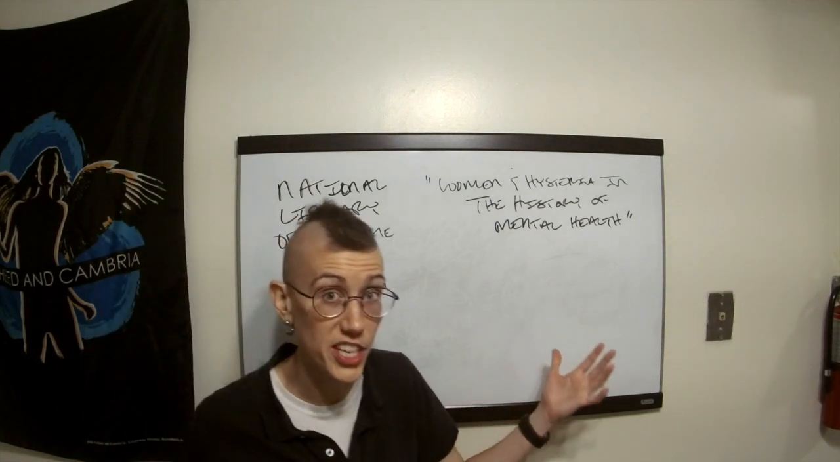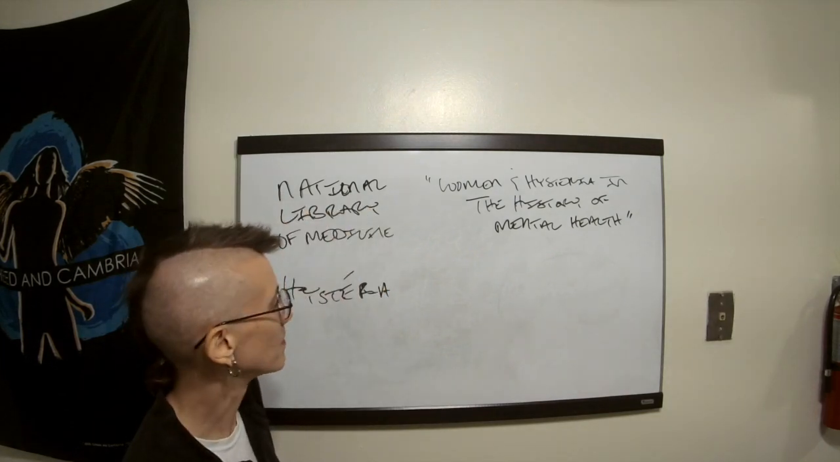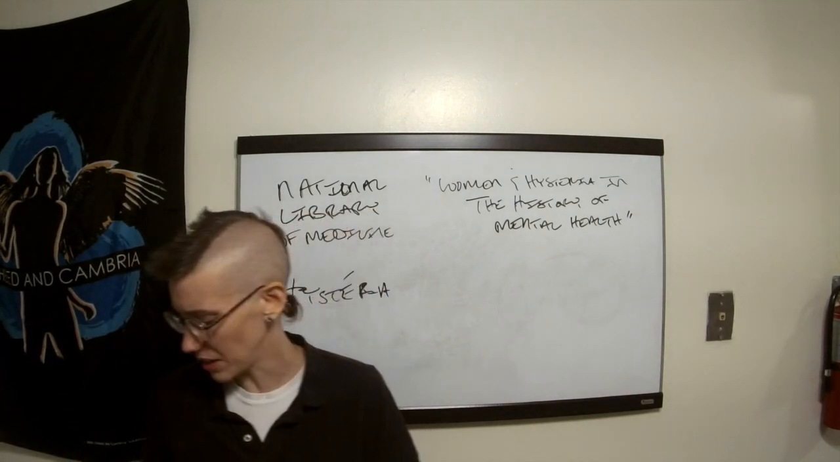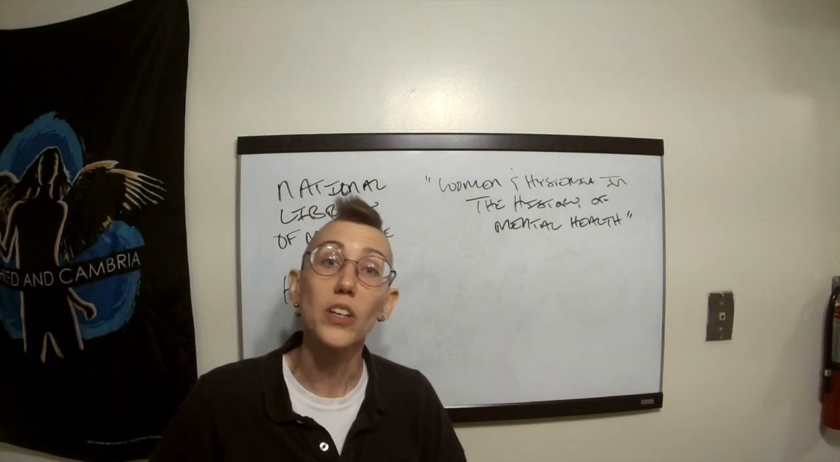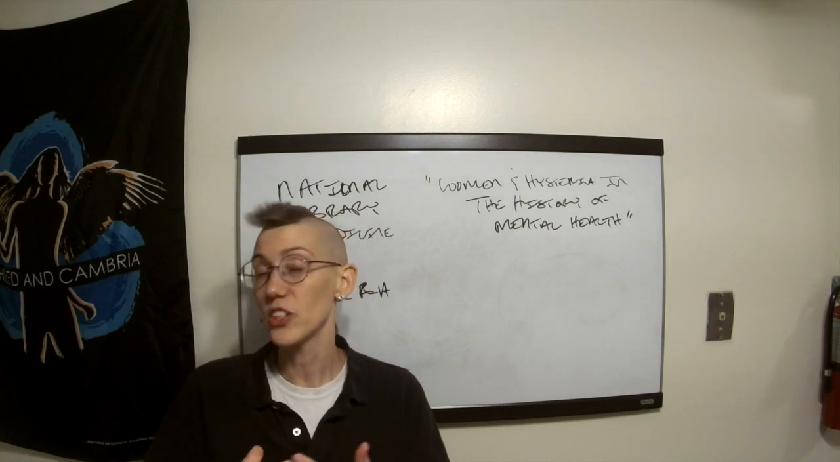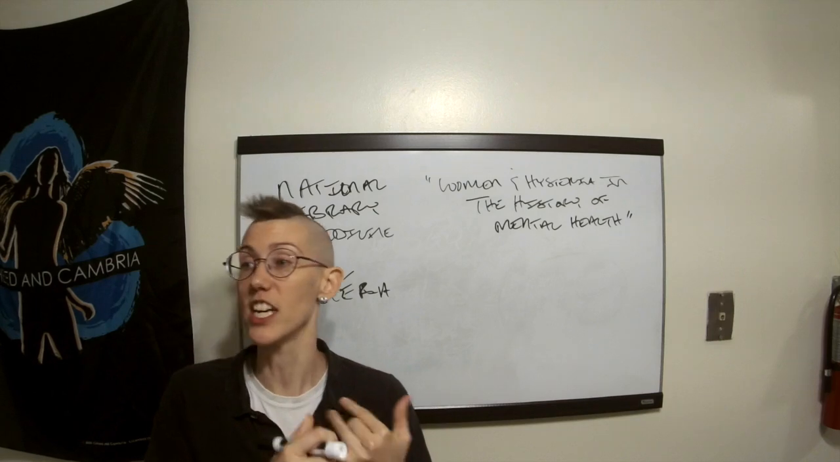It took 4,000 years for hysteria to finally be removed from the official book. Why? Because of moral considerations that were influenced by money and patriarchy and religion.